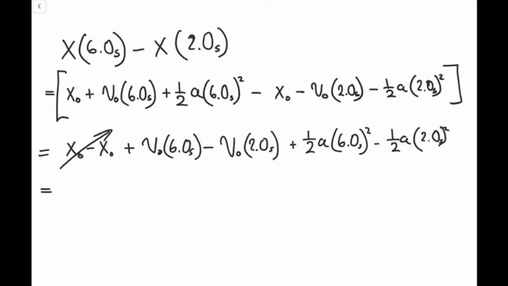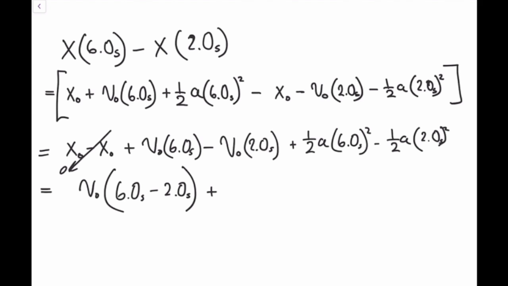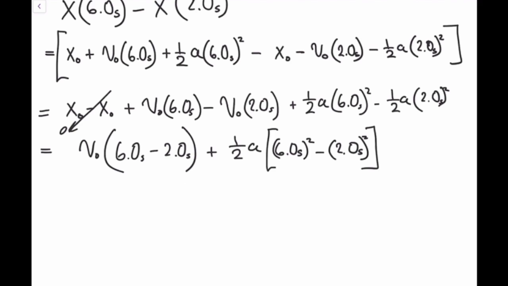The initial distance terms go away, they go to 0. So we have the initial velocity times 6.0 seconds minus 2.0 seconds, plus, and we can factor the acceleration portion out just like this, 1/2 a times the bracket of 6.0 seconds squared minus 2.0 seconds squared. So it simplifies. The initial velocity in this case is 65 meters per second.